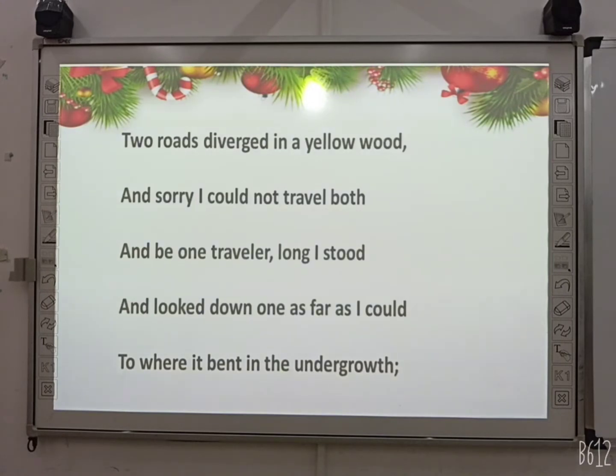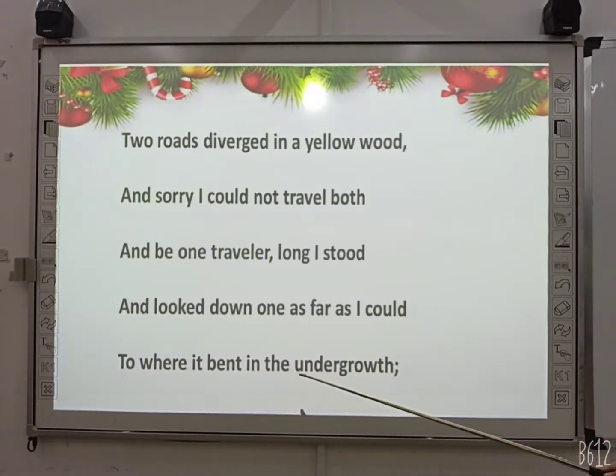So the poet here tells us that he stood and took his time to decide which road he has to take. He first looked at one particular road and analyzed the pros and the cons. Then he looked at the next road, and again saw what the advantages and the disadvantages of taking this particular road are.